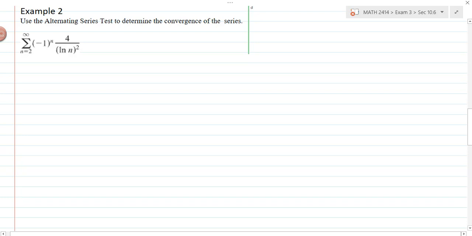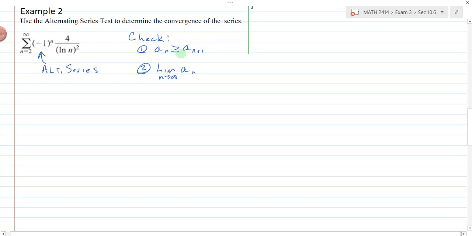Example 2, we're asked to use the alternating series test to determine the convergence of this series. The first thing you need to note is that this does indicate that we have an alternating series. What are the two things we need to check? First of all, are the terms of the series decreasing or non-increasing? And then the next thing we need to check is the limit as n approaches infinity of a sub n.